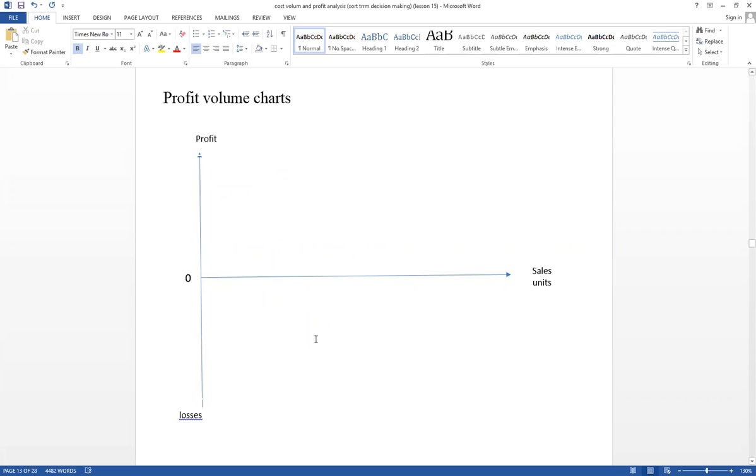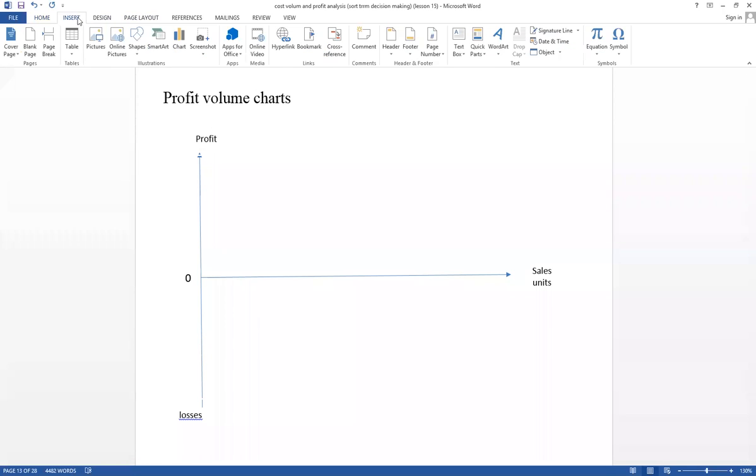Therefore, in profit volume charts, no need to draw total revenue, total cost, total variable cost, total fixed cost. Cost and revenue cannot be drawn here. Here you have to draw the profit line. Think about profit volume charts. This side profit available, this side loss available, and here zero. This is sales quantity. Think about when quantity zero, total loss equal total fixed cost.